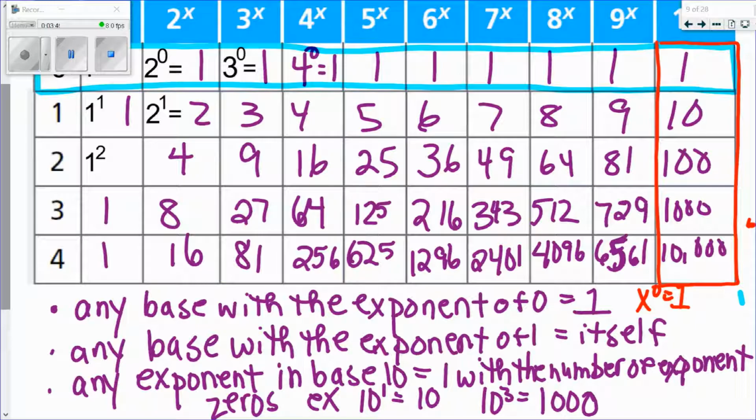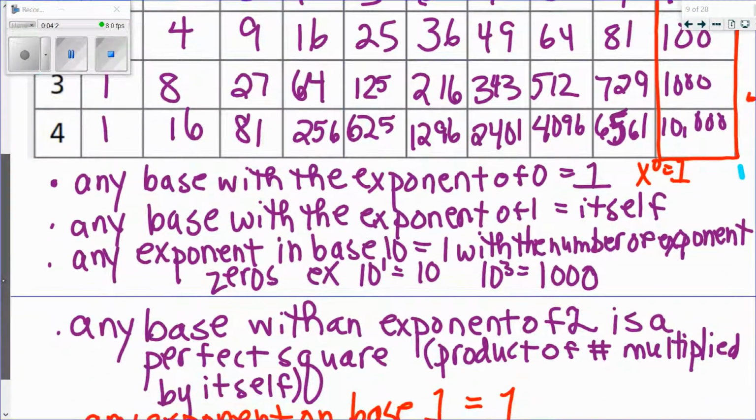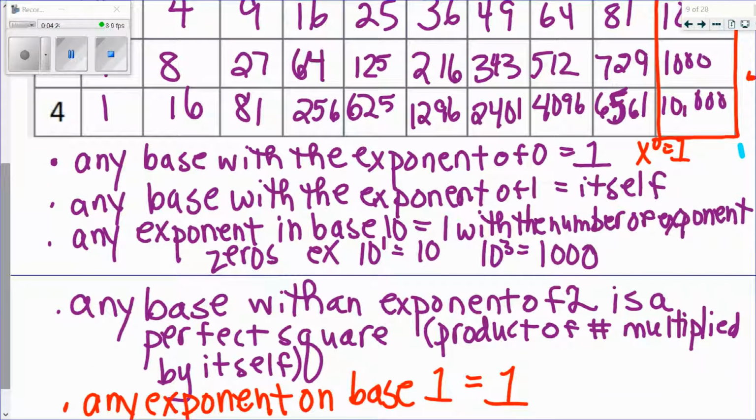As you can see, the first row, you have anything to the 0 power is equal to 1. So for example, x to the 0 equals the whole number 1. Any base with the exponent of 1 is equal to itself. Any base 10 with an exponent is equal to 1 with that number of zeros. Example, 10 to the 1st is 1 with 1 zero. 10 to the 3rd is 1 with 3 zeros. And then you have your base with an exponent of 2 is a perfect square, the product of a number multiplied by itself, and then the exponent on base 1 equals 1.